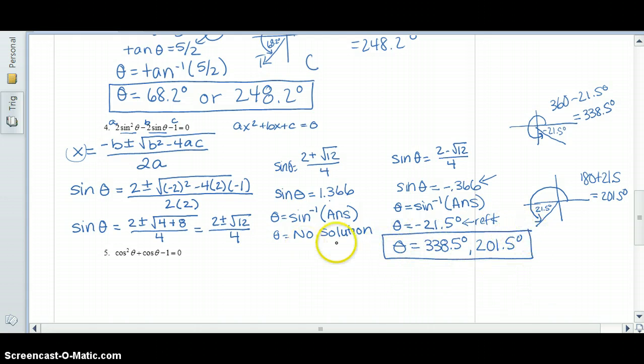All right. So even though I have no solution over here, that's not the answer to the problem because this problem had two answers. So over here, while there weren't any answers on that side, there were answers here. So writing no solution is not a correct answer for your final answer to the problem.